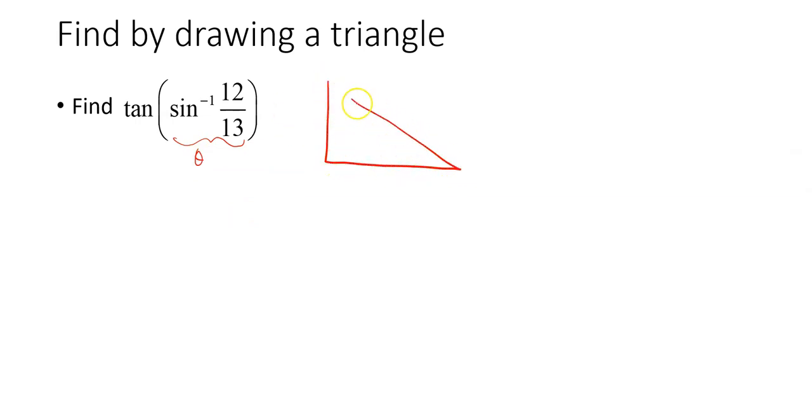So let's draw ourselves a right triangle. Pick a spot for the angle. I'll pick the angle over here. Don't pick over there because that's where the right angle goes. Sine is opposite over hypotenuse, so opposite, hypotenuse. Now I've got to find the third side.